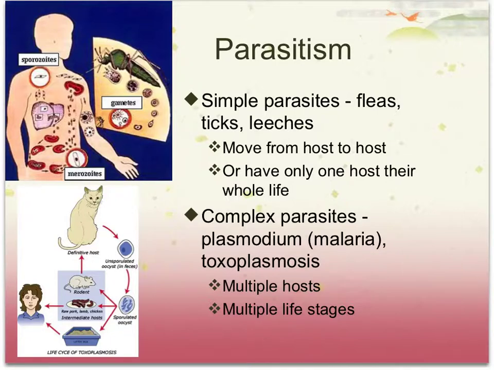There are simple parasites like fleas, ticks, and leeches that move from host to host, or sometimes they only have one host during their life. And then there are some that are more complex in their life cycles, like malaria, for example, where it has multiple hosts, and some even have multiple different types of life stages that they move through.